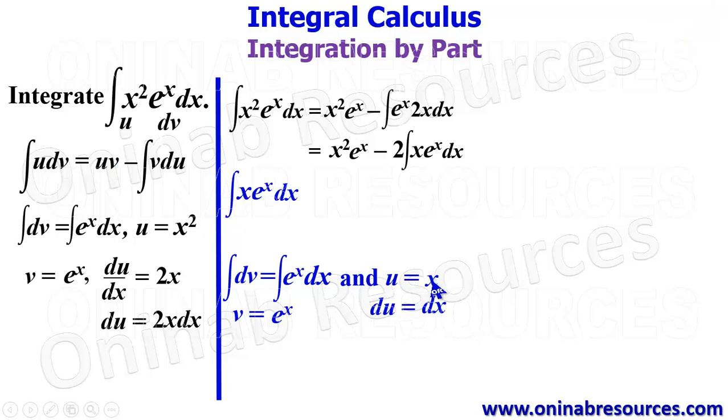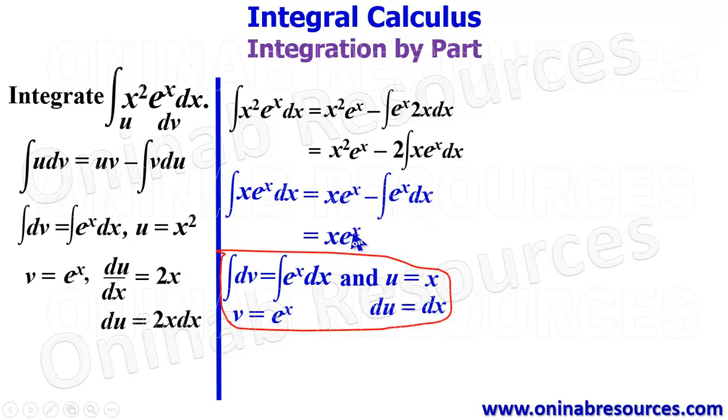Our u is x and our v is e raised to power x, so we have it as x e raised to power x minus integral of v. Our v is e raised to power x, and our du is equal to dx. So we can easily integrate this, so that we now have x e raised to power x minus the integral of e raised to power x dx, which is e raised to power x. Then we add the constant of integration to be c.